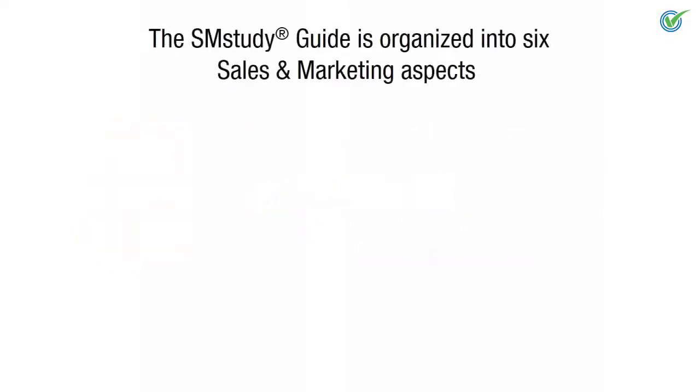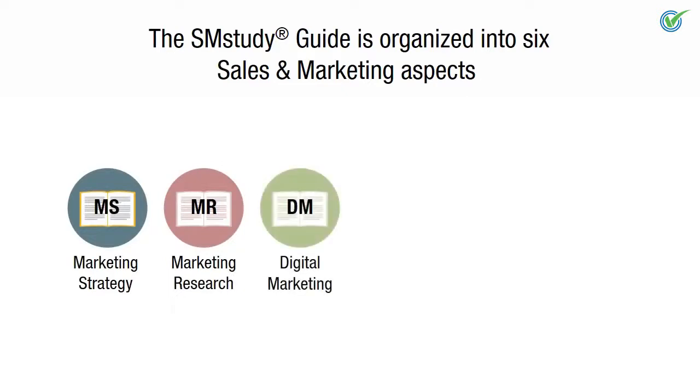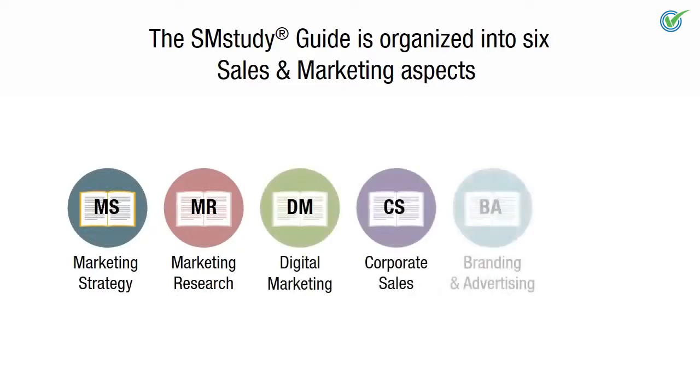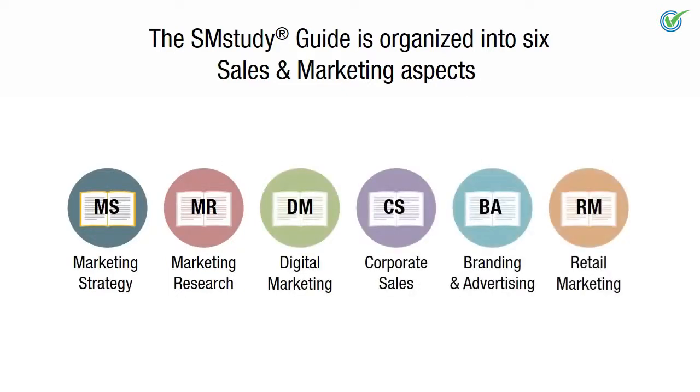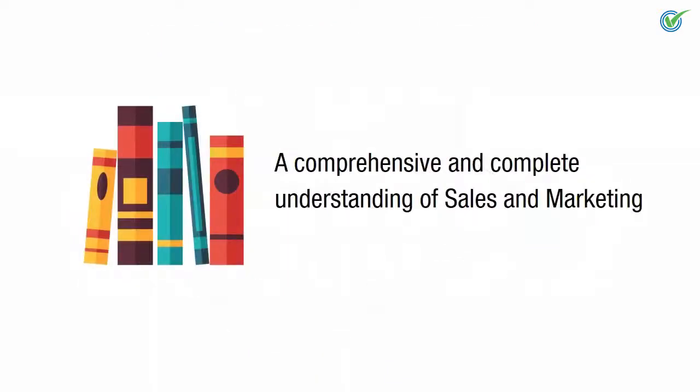Comprehensiveness. The SMstudy Guide is organized into 6 sales and marketing aspects: marketing strategy, marketing research, digital marketing, corporate sales, branding and advertising, and retail marketing. Each aspect is detailed in a separate book. Taken together, the series provides a comprehensive and complete understanding of sales and marketing.